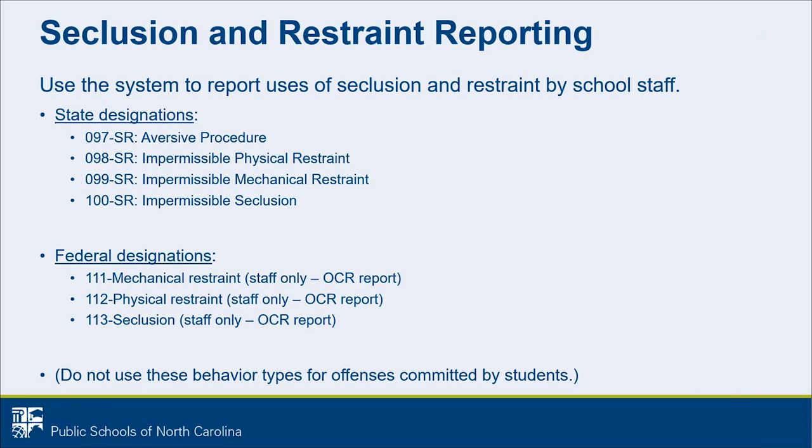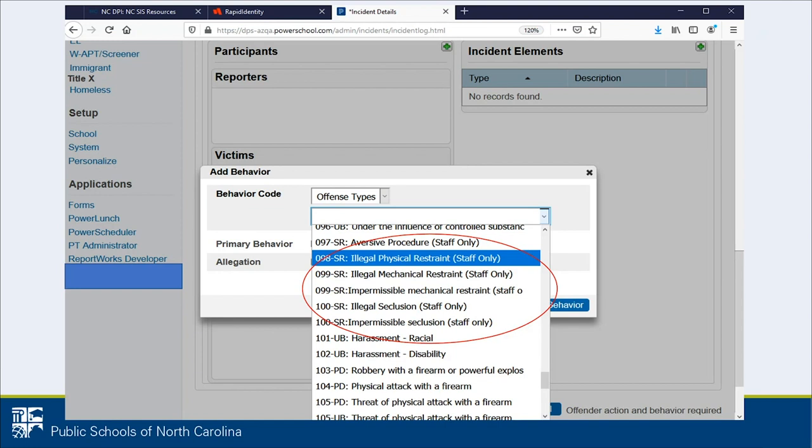Also, the offenders in these will be staff members, not students. So that's something you might want to check for at the end of the year, that anytime there was a seclusion or restraint, it was associated with a staff member as the offender and not a student. To report these, you'll need to create an incident in the same way we've discussed in previous slides, except here the offender is a staff member. For the behavior, you'll select the appropriate behavior. Earlier, we talked about behaviors having a PD, RO, or UB. You can see here that these have an SR after the number. Again, you'll select the offense type beside the behavior and then choose the appropriate action.